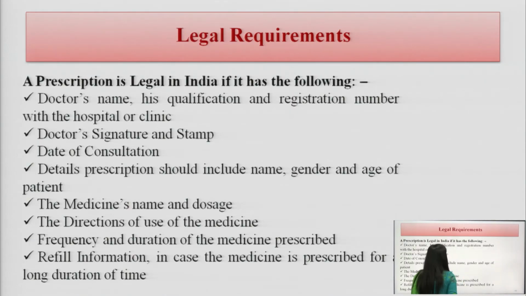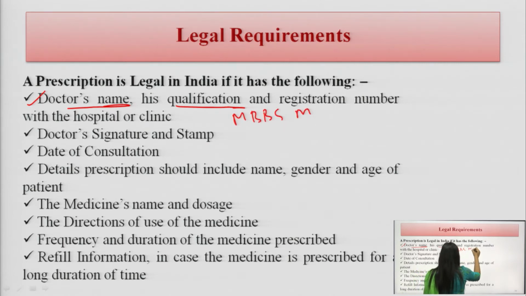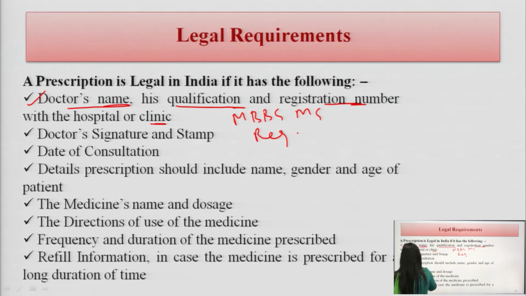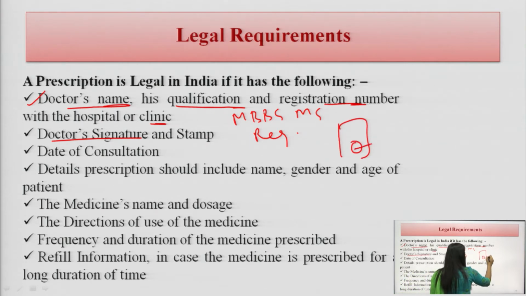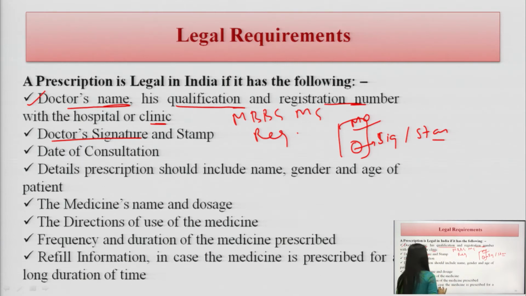Other are the legal requirements. For a medication order to be legally correct, there are some points. Point number 1, the doctor's name should be there. The doctor's qualification should be there, such as MBBS, MS. The registration number with a hospital or a clinic is written. A doctor's signature or a stamp is at the end of the medication order. Only then is it legally accepted.